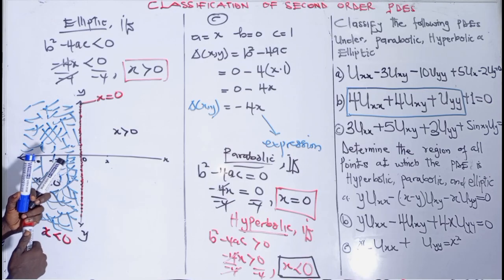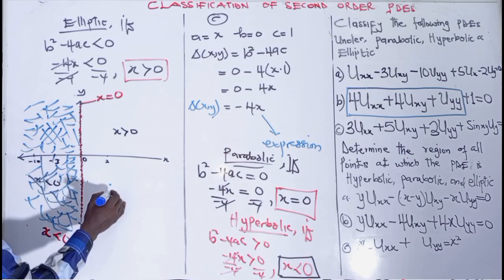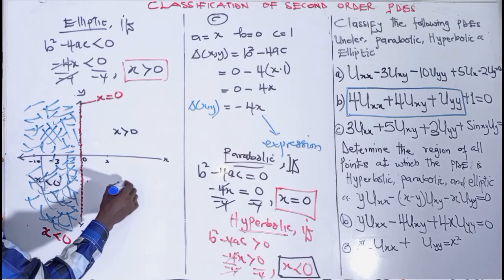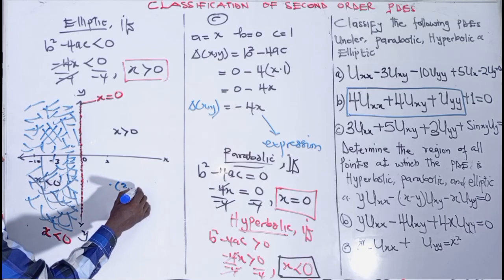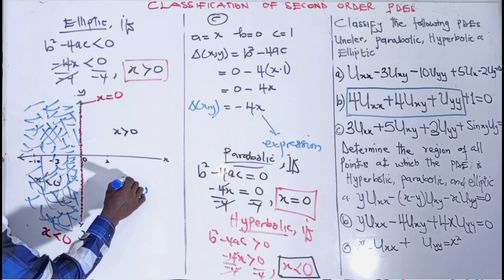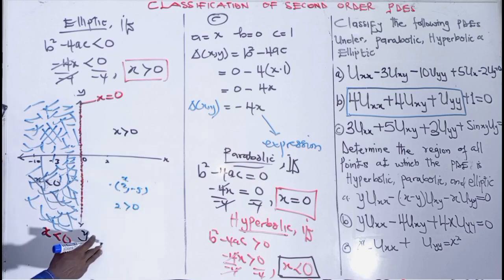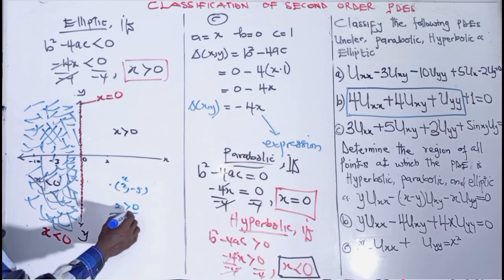So if you have to pick any point in this region, let's say the point is here, let's pick a point here. So the point here, let's say this is 2, and then let's say -5. Our x coordinate is what? 2. So we have 2 is greater than 0. Is it true? Yes, it is true that 2 is greater than 0.